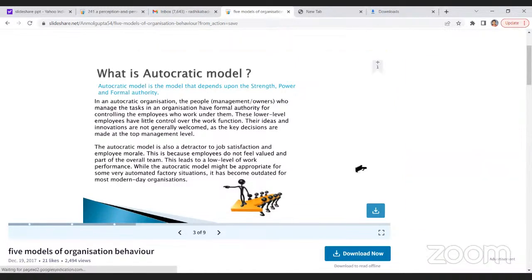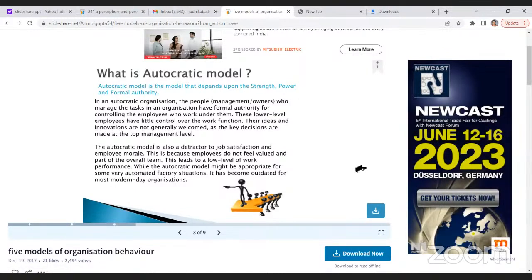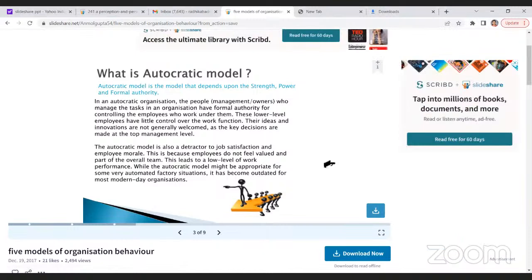So the autocratic model is also a detractor to job satisfaction for the employees. At times, employees may not get satisfied with the behavior of the management, that they are not understanding our feelings, and they are not trying to behave in a good manner with us. So that leads to low efficiency of the employees. That hurts a lot when you dictate everyone irrespective of the situation. It's like you are a slave and you are working under them.